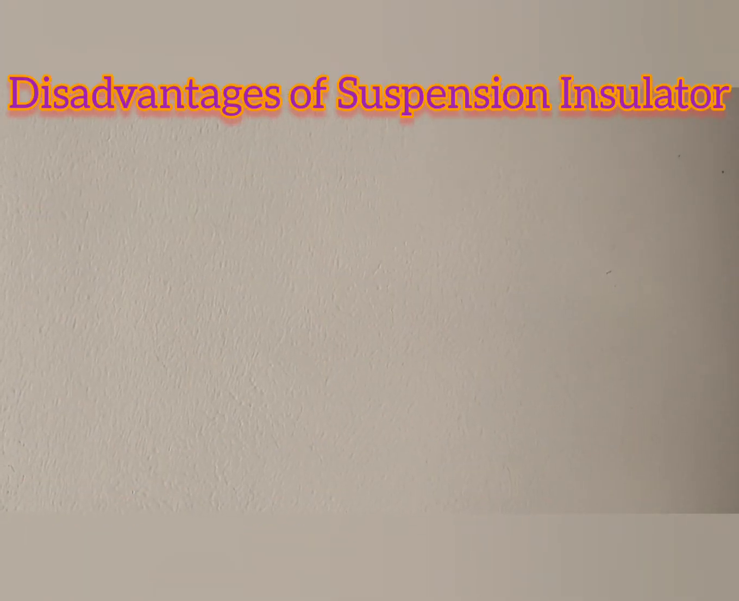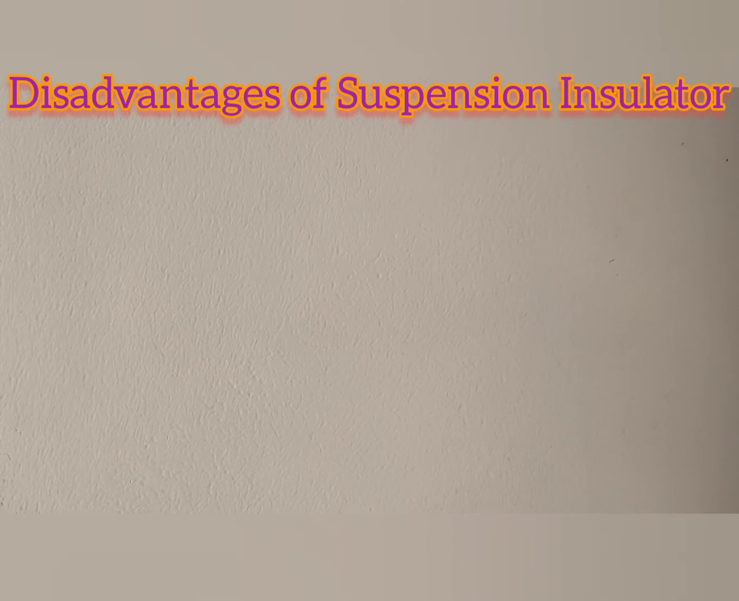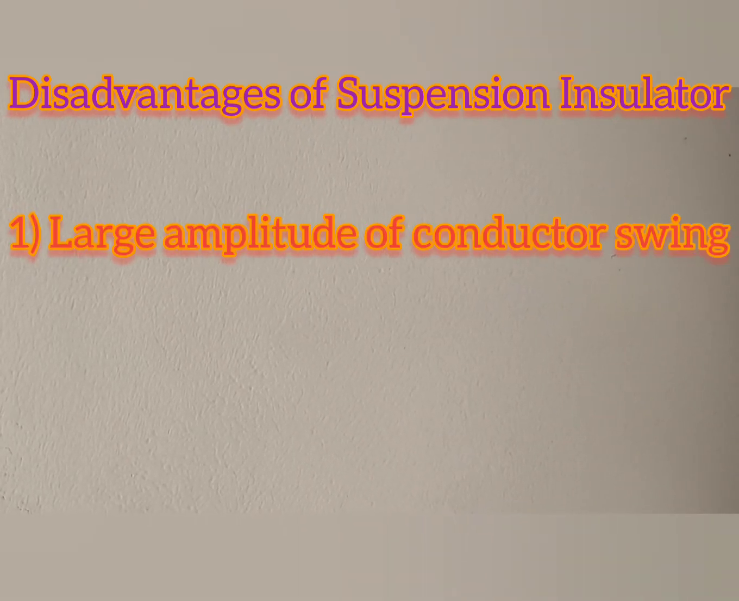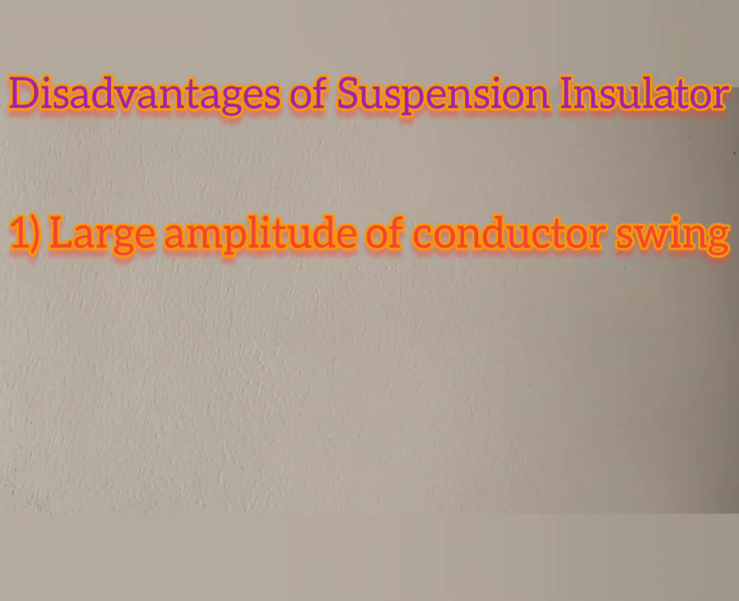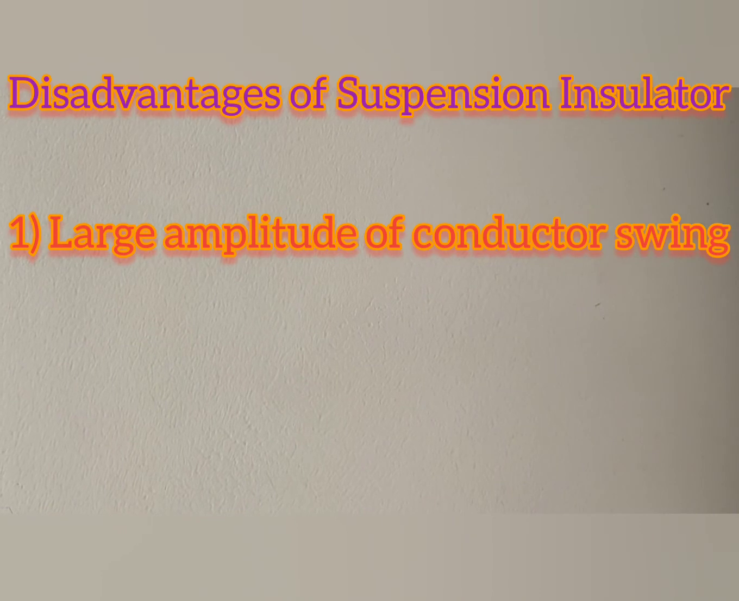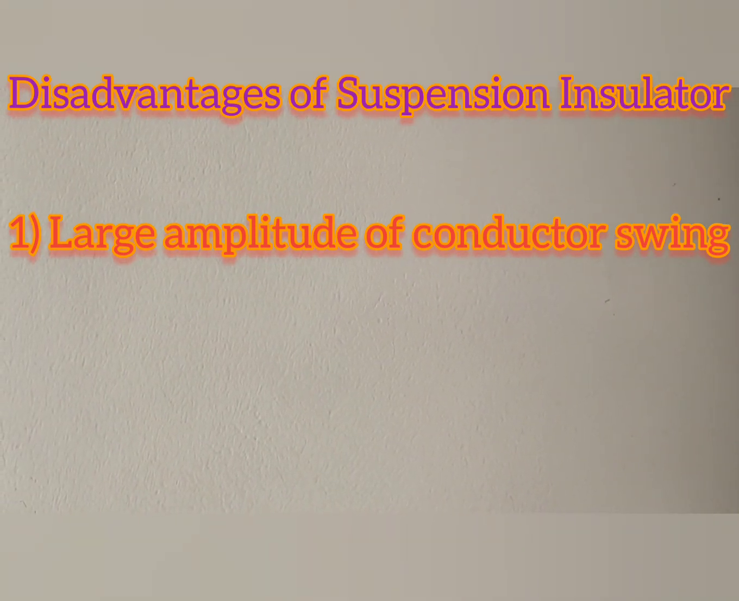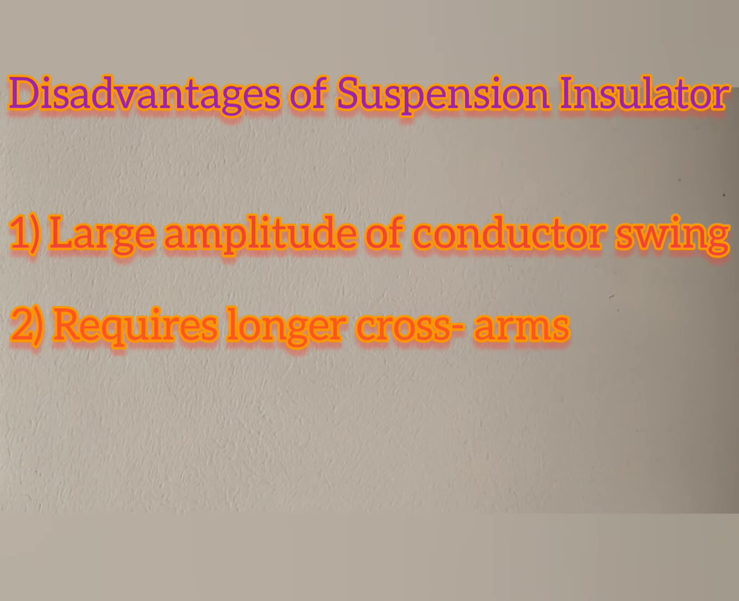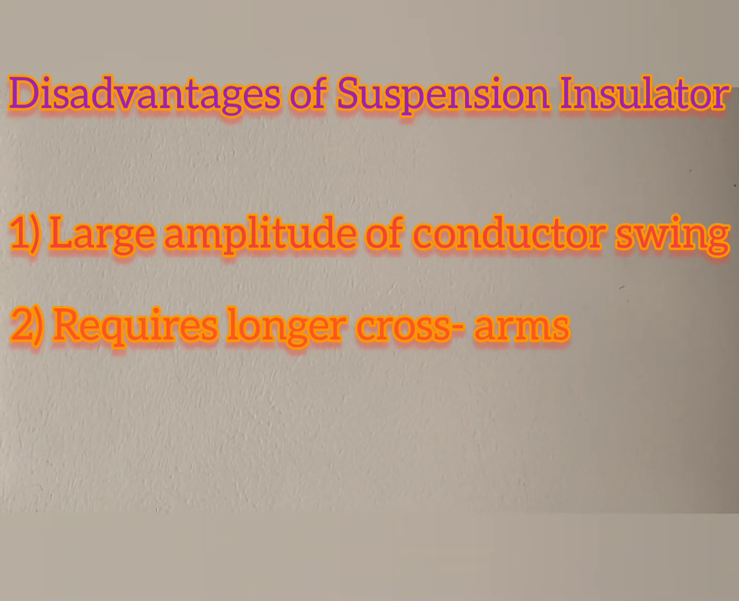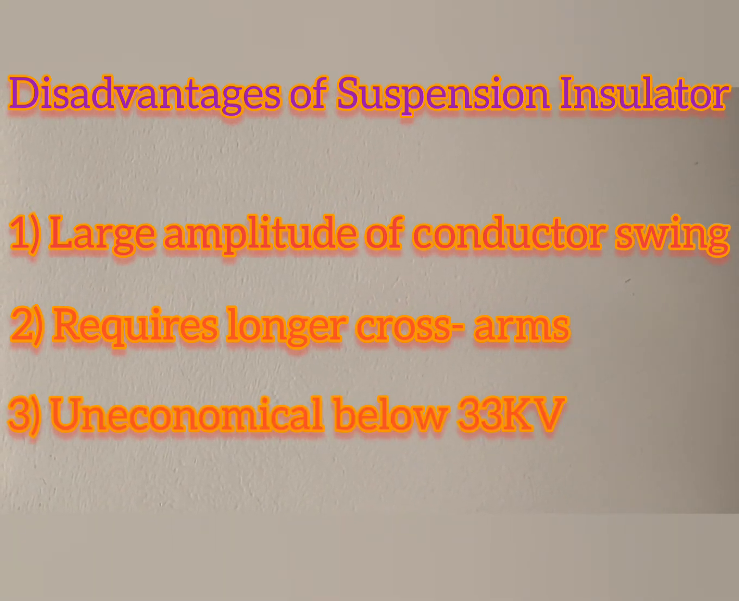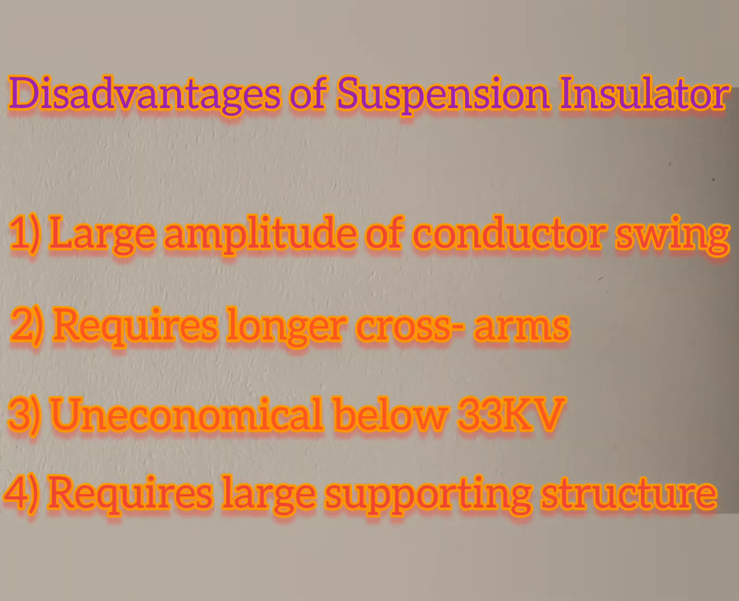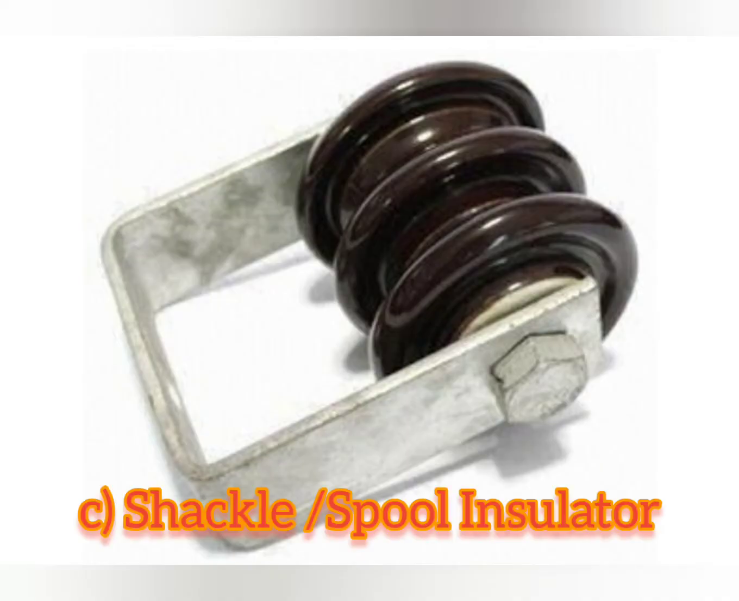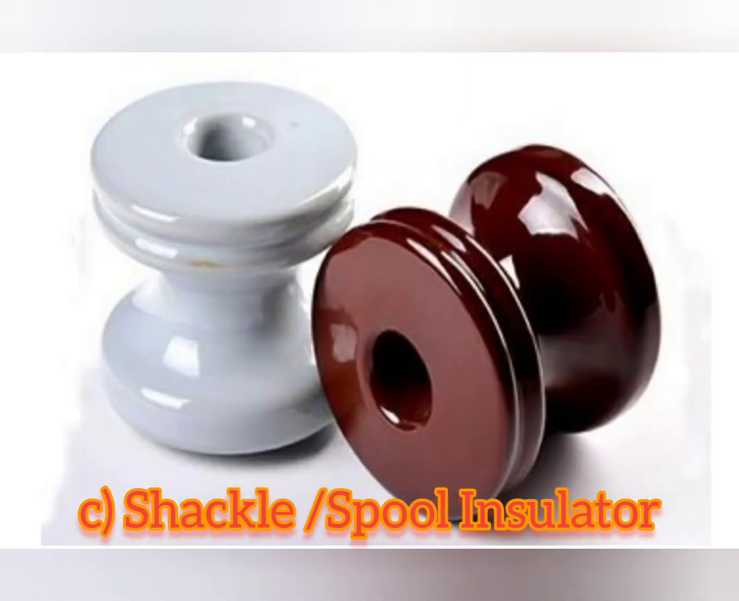Now we will see the disadvantages of suspension insulators. Insulator string is free to swing in any direction in case of suspension insulators, due to which the amplitude of conductor swing is large. Hence, more spacing between the conductors is required, which is provided by making the arms of tower longer. Next disadvantage is these insulators become costly if they are used for voltages below 33 kV. And last one is suspension insulators require a large supporting structure to give a support to the conductors as compared to pin insulator.